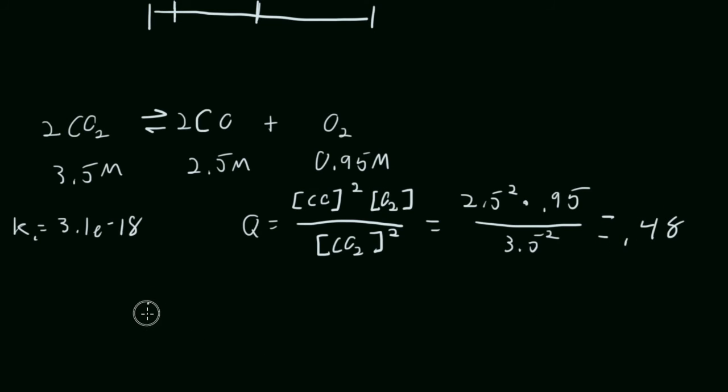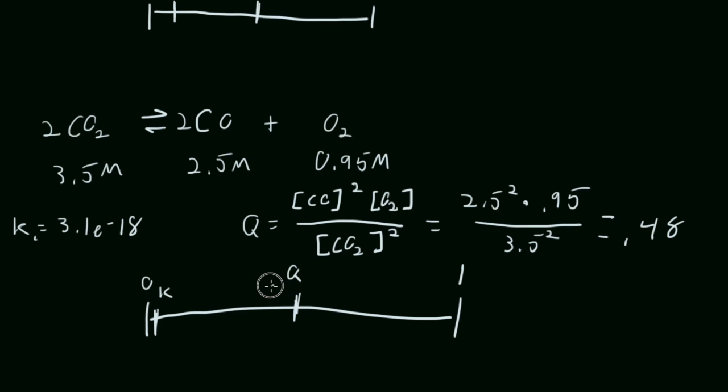Now let's put that on a number line. I don't even want to think about it until I've got it on a number line. My K is going to be very, very small. It's going to be way down here. So that's K, and my Q is going to be almost at 0.5. And so for Q to get to K, it's got to move to the left. So which way is my reaction going to shift? It's going to shift to the left. It's going to make more CO2. There we go.